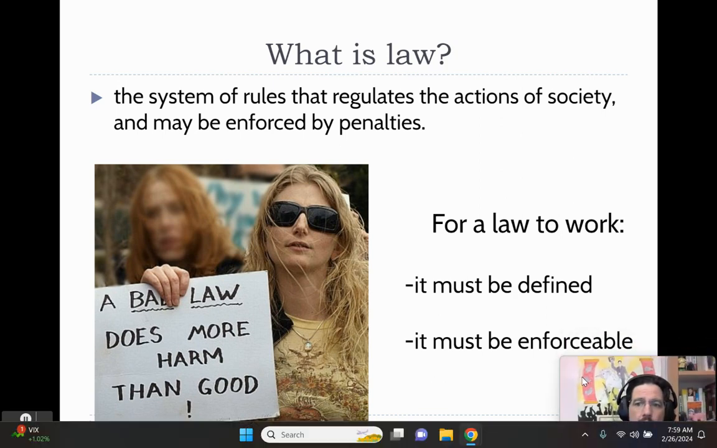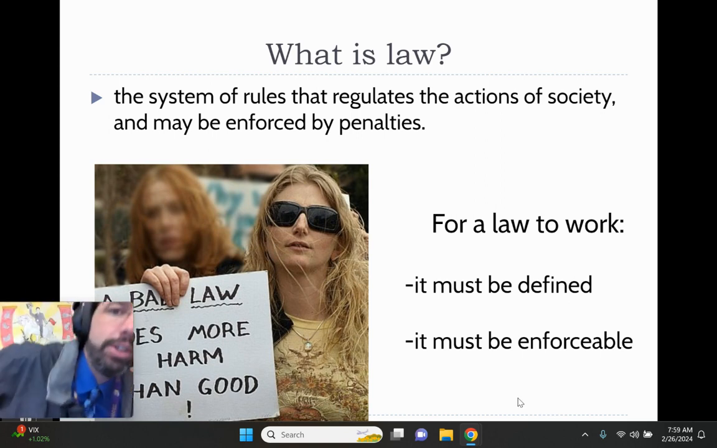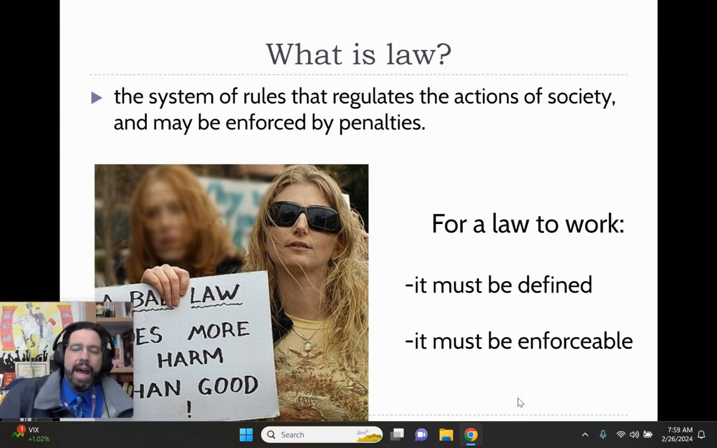Okay. A law, first of all, is a system of rules that regulates the actions of society and may be enforced by penalties. Okay. So it's basically just a set of rules that society determines is okay. And then you enforce them by, like, primarily penalizing you if you do something wrong.